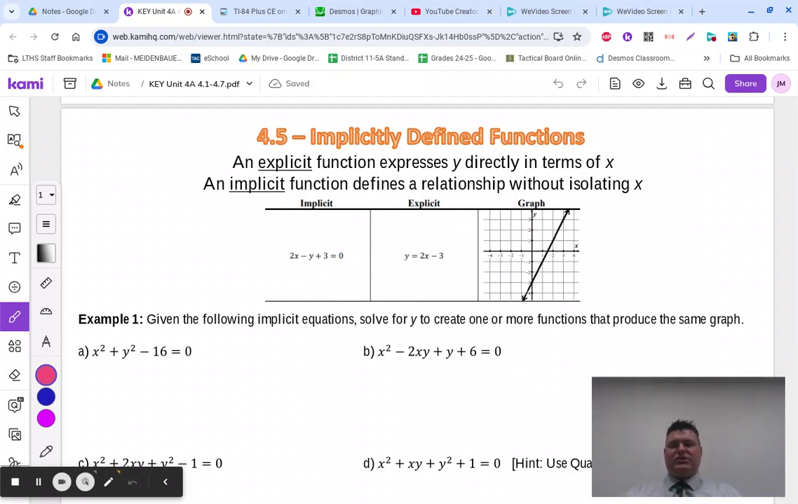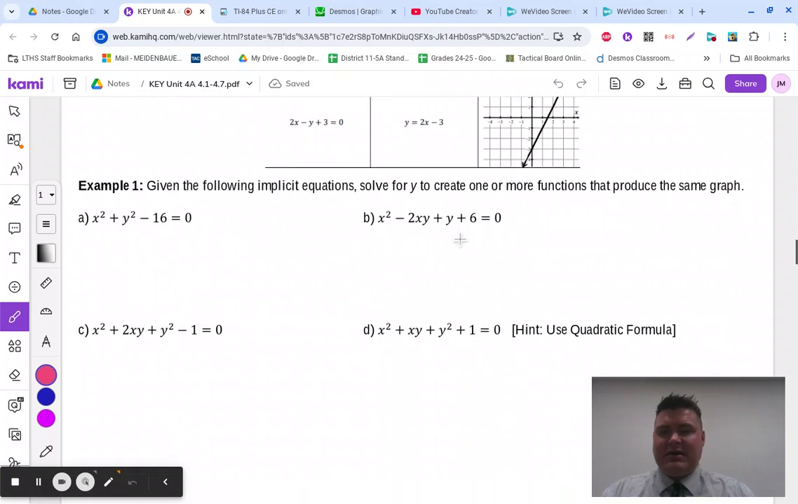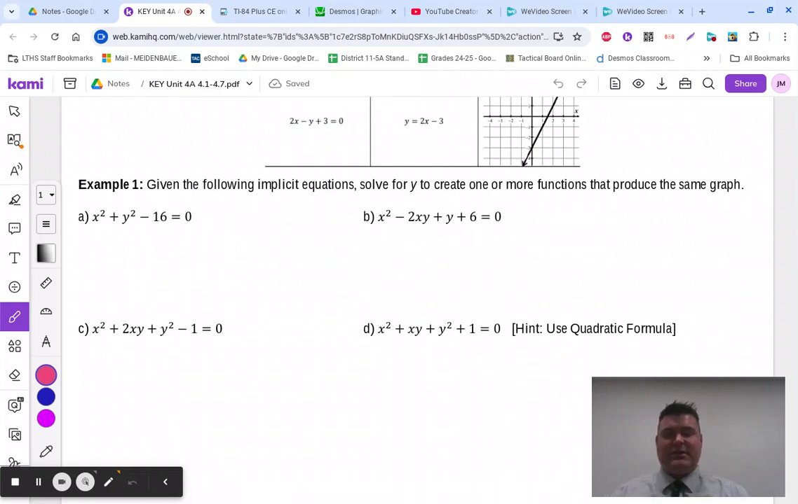Some implicit equations you're probably familiar with are circles, and we'll get to that right here in example 1. Given the following implicit equation, solve for y to create one or more functions that produce the same graph. So for 16 here, this is the same thing as a circle. If I were to move that 16 over, that would be a circle with a radius of 4.